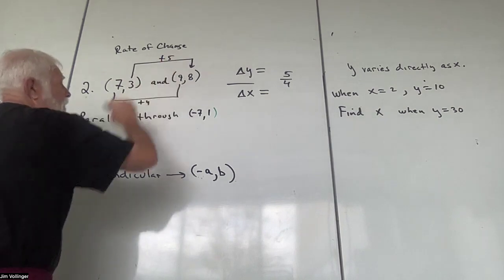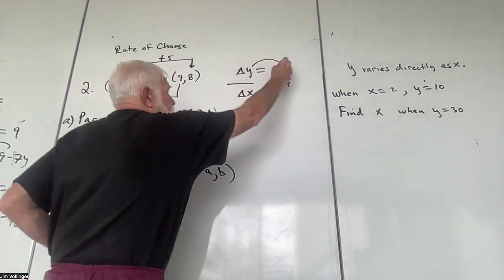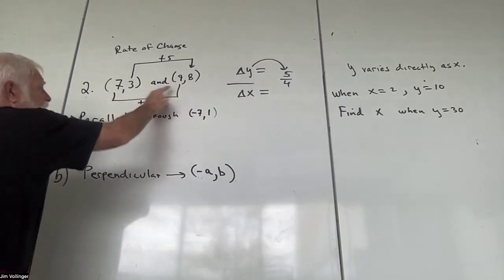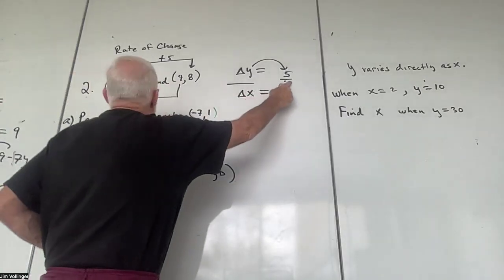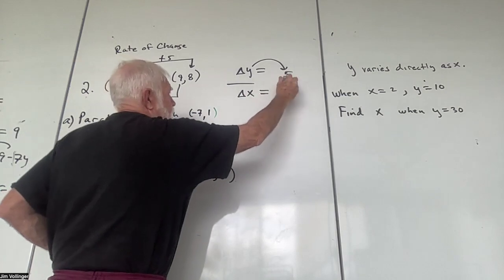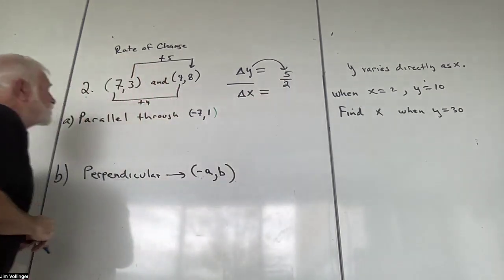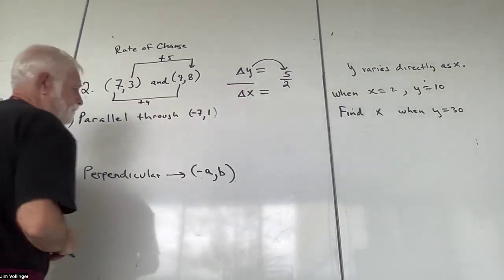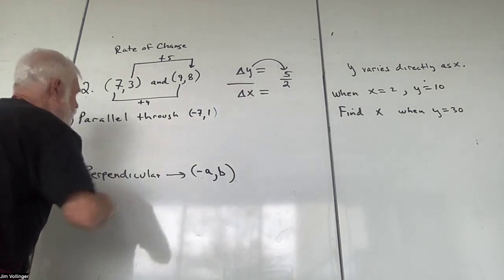So 3 to 8 is a change of 5 for y's, and 7 to 9 is a change of 2 for x. So we have a slope of 5 halves. And let's have it go through negative 7, 1.